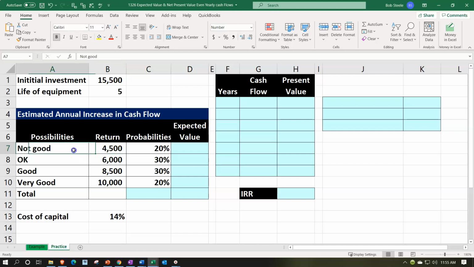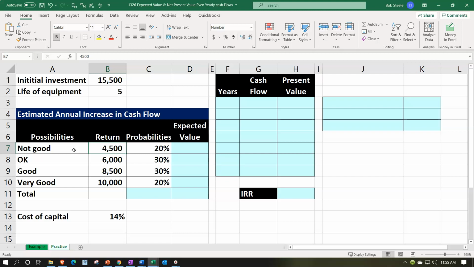So we're going to assume here that we have the possibilities, and you don't really need the possibilities over here, but I'm just going to list them in words so we can have some categories. So: not good, okay, good, very good. The numbers, of course, are what's going to be important. Where would we get these numbers? Based on prior performance, possibly other similar equipment, possibly other companies doing similar types of things, trying to estimate what their possible returns are from it, and then projections out into the future.